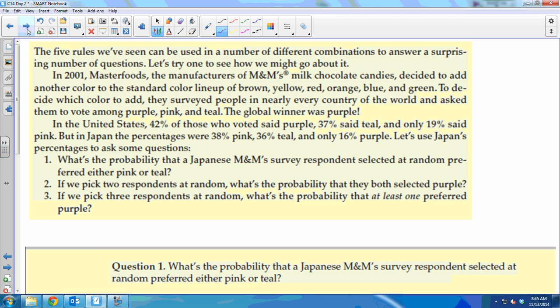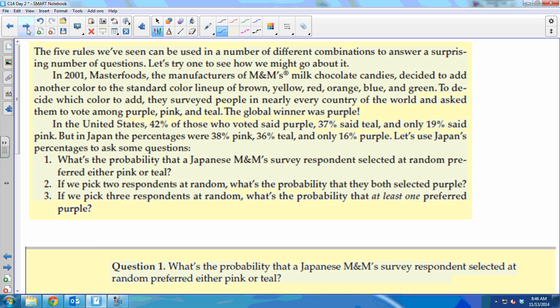Again, another example straight from your textbook. The 5 rules we've seen can be used in a number of different combinations to answer a surprising number of questions. So in 2001, Master Foods, the manufacturers of M&M's milk chocolate candies, decided to add another color to the standard color lineup of brown, yellow, red, orange, blue, and green. To decide which color to add, they surveyed people in nearly every country of the world and asked them to vote among purple, pink, and teal. The global winner was purple.